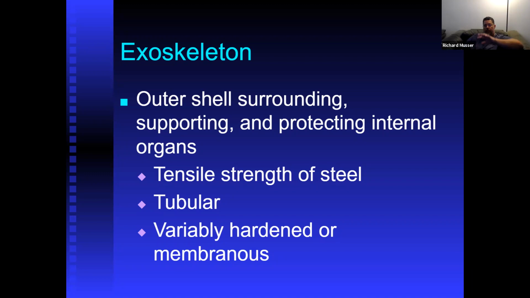The point is insects have this hard outer shell that supports the internal organs, has a very strong tensile strength that pound for pound is similar to steel. They can form tubular structures. They can make their wings out of it, all sorts of things that are membranous, but yet hard.